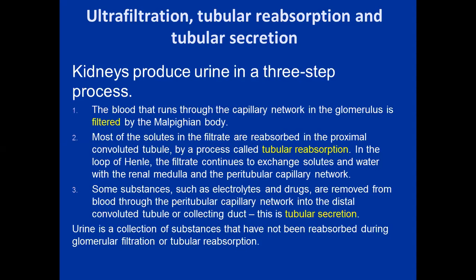And then, remember I said to you that certain substances are big molecules and remained in the blood. And so those need to be pushed into the urine. And so they pass from the peritubular capillary network, mainly in the distal convoluted tubule or the collecting duct, into the filtrate. And that is tubular secretion. Okay. So urine then is a collection of substances that have not been reabsorbed during glomerular filtration or tubular reabsorption.